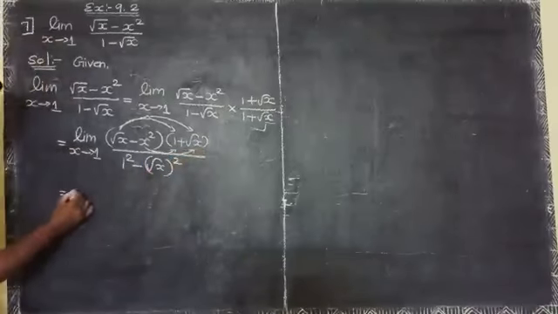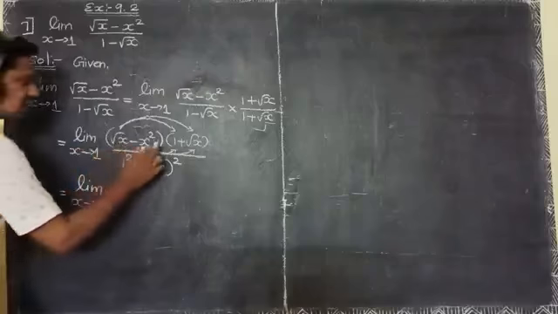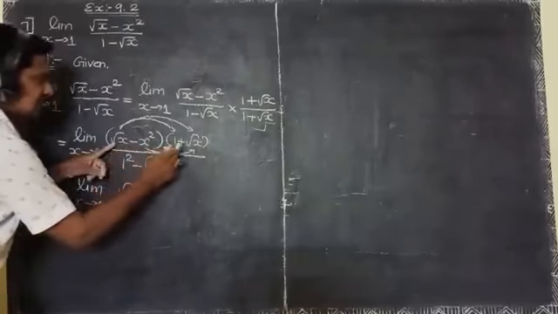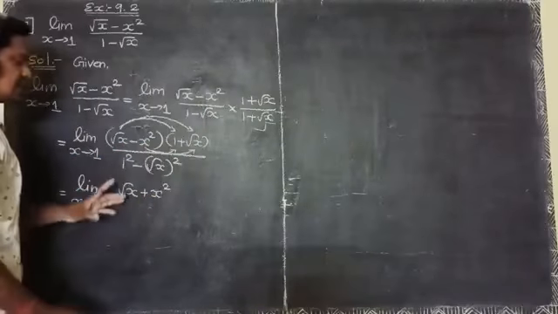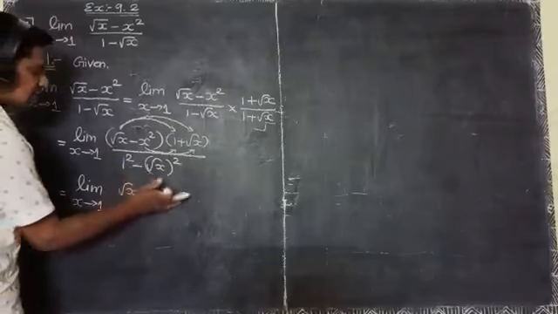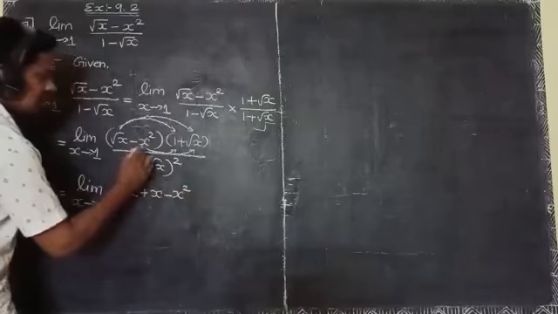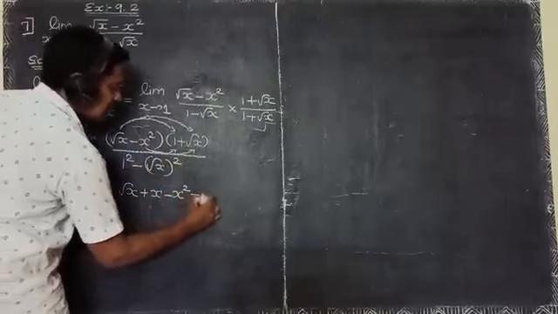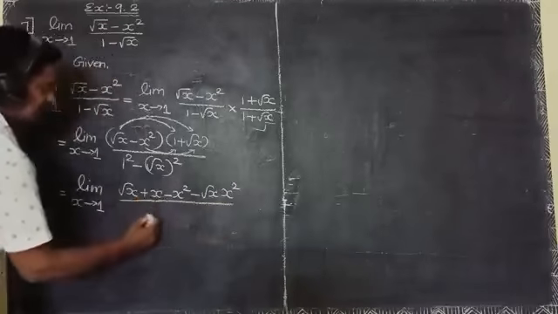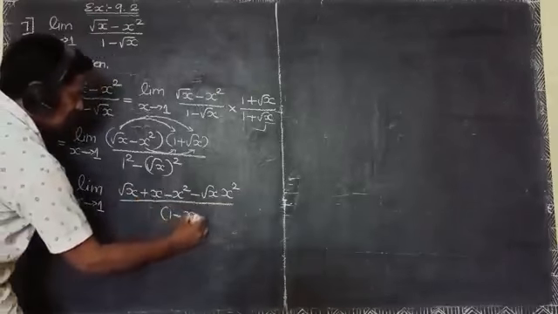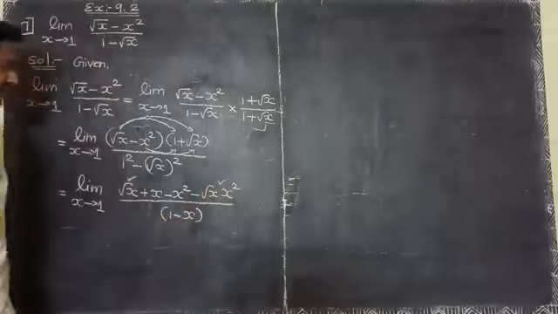Okay, limit x approaches 1. In the numerator, root x into 1 is root x, root x into root x is x, minus x square into 1 is minus x square, and minus x square into root x is minus root x into x square, divided by the factor 1 minus x. Here simplify corresponding terms.